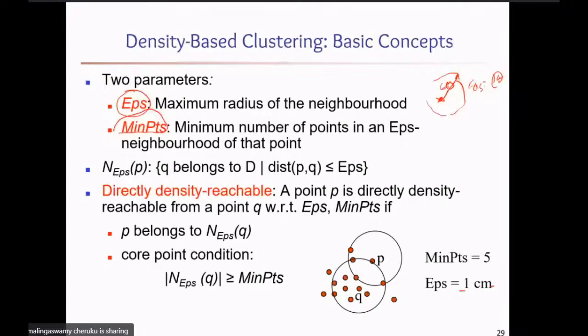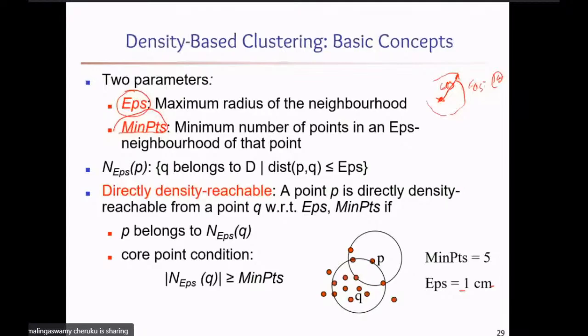Now let's see how DBSCAN works. DBSCAN means density-based spatial clustering of applications with noise. So this is the definition of DBSCAN. This density-based algorithm cleverly handles the noise. This noise, I said, is an outlier.